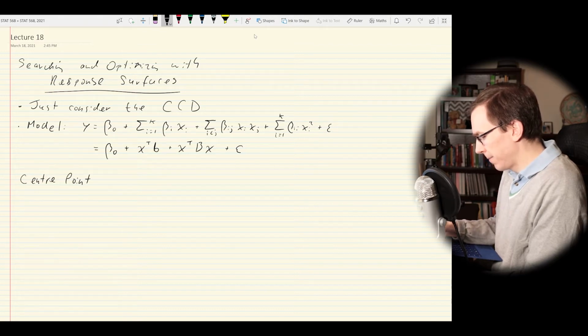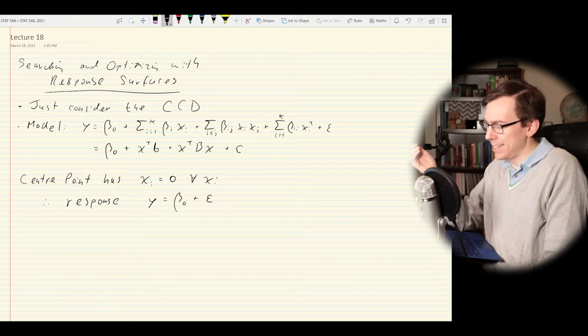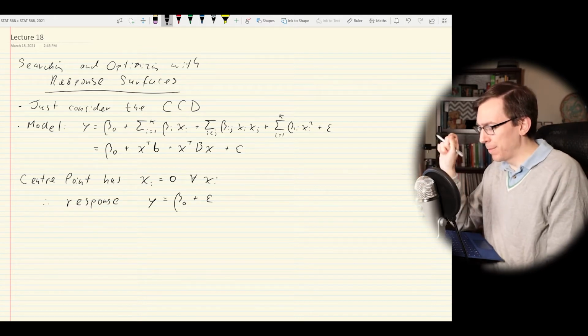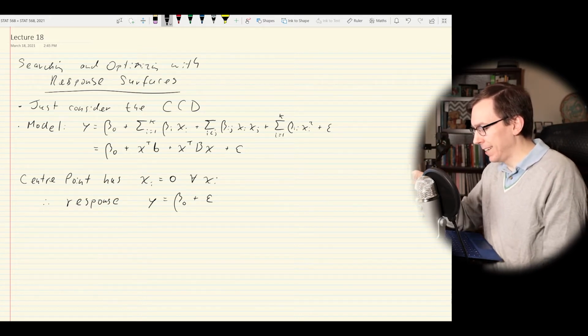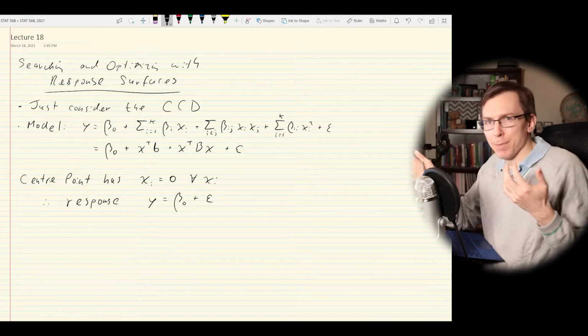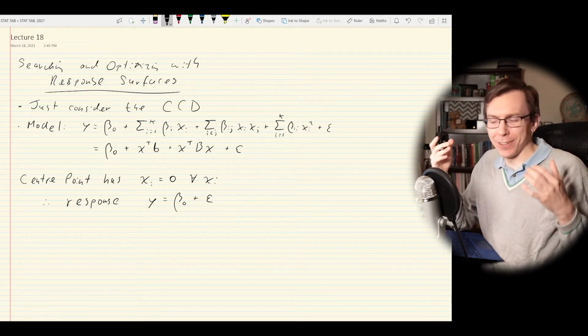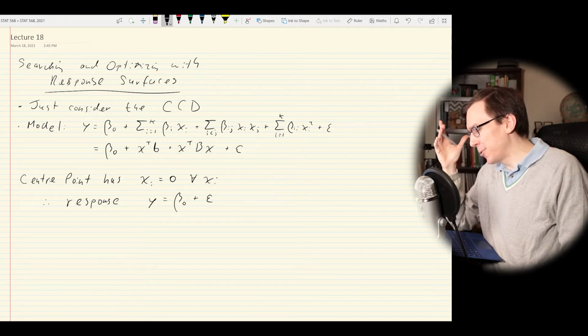A center point has xi equal to 0 for all xi. Therefore, the responses look like y is equal to beta naught plus epsilon, and everything else is 0 here. So if we sample from the center point, we're basically getting a null model where we're just getting beta naught and some noise. Of course, we're always assuming that there's some noise in our system, or else we're not doing stochastic optimization, and that noise is epsilon.